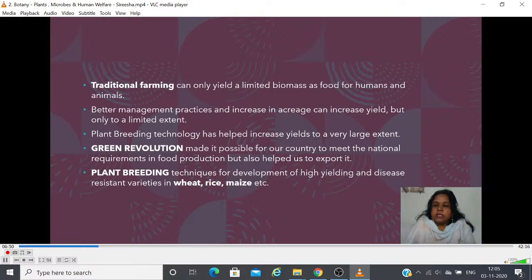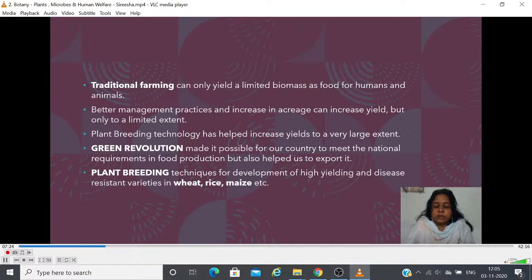As I told, the Green Revolution is nothing but the increase of the economic importance of plants, that is, to increase the yield with more number of plants. This is called the Green Revolution, which includes the enhancement of food, that is, growing more crops or yielding more crops, and this is so sufficient that we are able to export to other countries also. This is all the Green Revolution means.